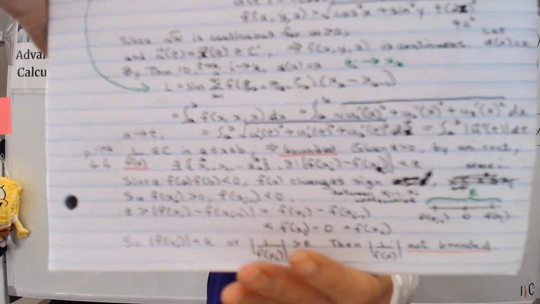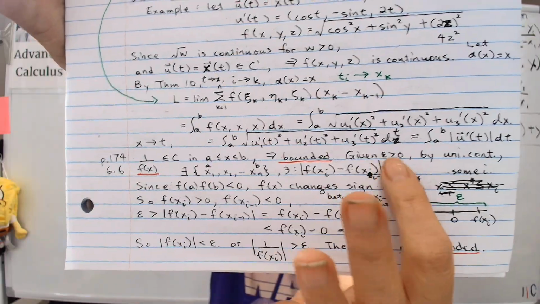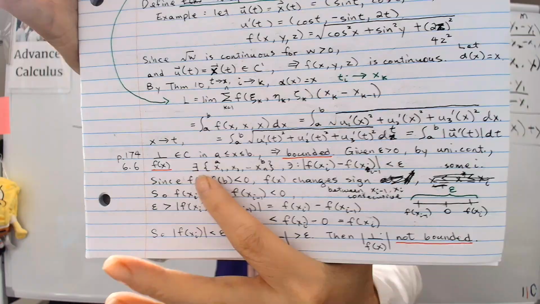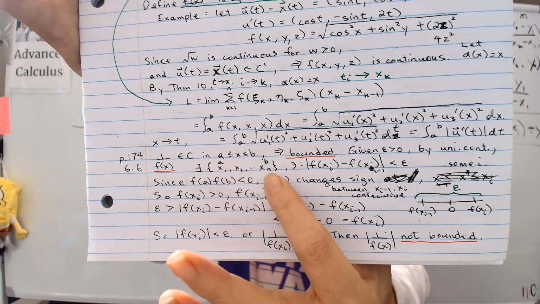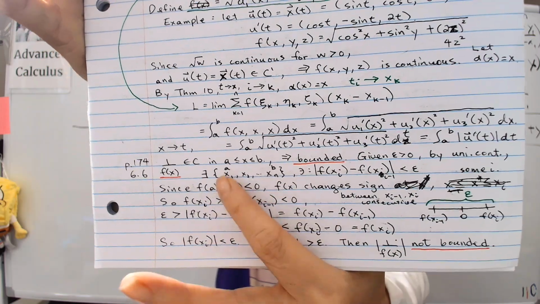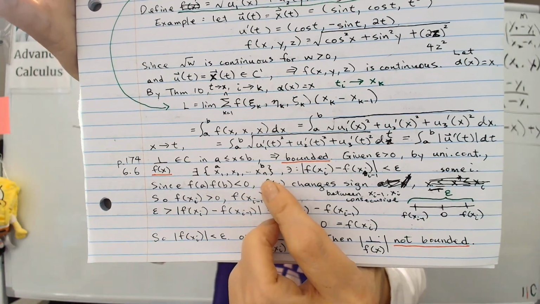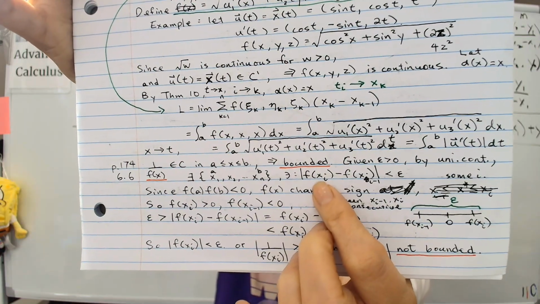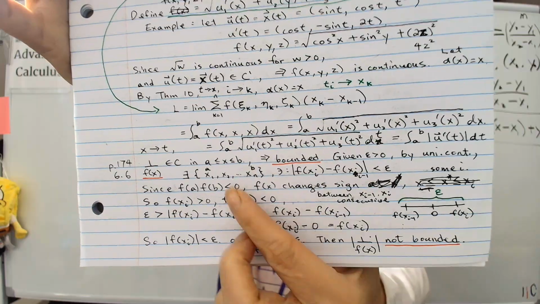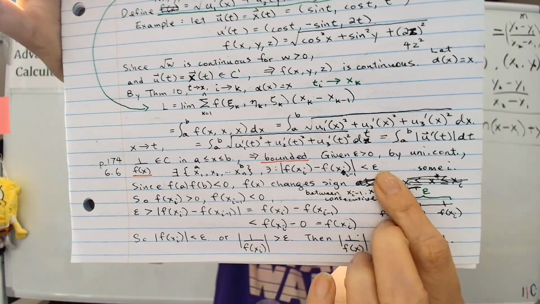As I mentioned, given epsilon bigger than 0, by uniform continuity we have a finite sequence of x's, where x1 is a and xn is b, that corresponds to the finite number of covers, such that in each cover, f(xi) and f(xi minus 1), so xi and xi minus 1, are in the same cover. Each one is in the same cover, and the difference is going to be less than epsilon.